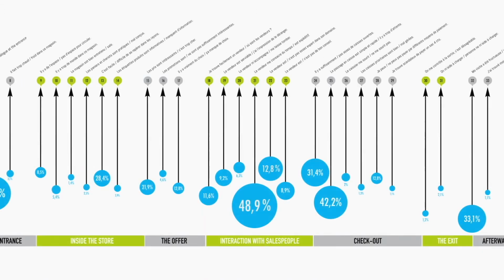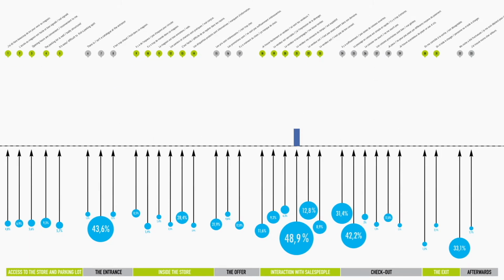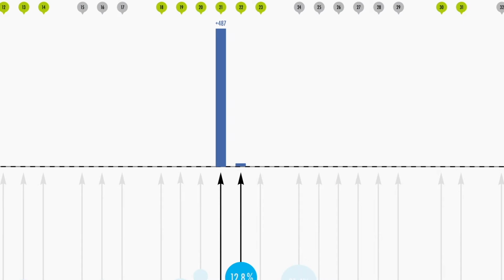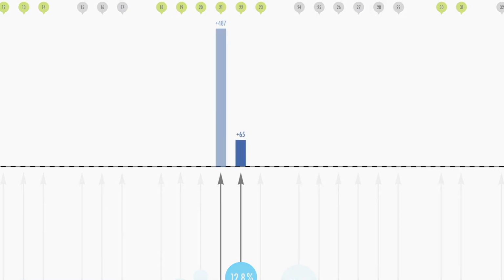Second element, the blue bars. They show the intensity of the speech from the most satisfied customers, the promoters. The height of the blue bar measures the intensity of the customer's involvement when they talk about the touch point. They can be extremely involved, a high bar, or hardly affected, a small bar. It measures the wow effect, the delight potential of each touch point.